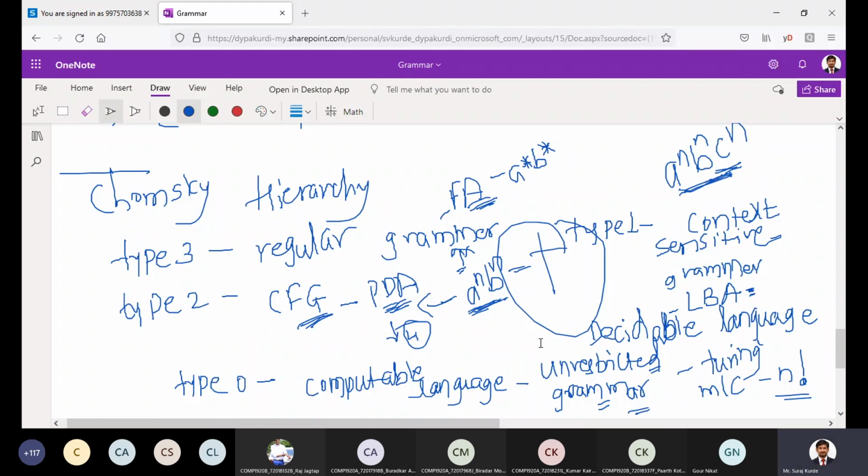Here is the classification, 4 types of grammar, type 0 to type 3. Type 3 is having much more restrictions, and type 0 is no restriction, unrestricted grammar.